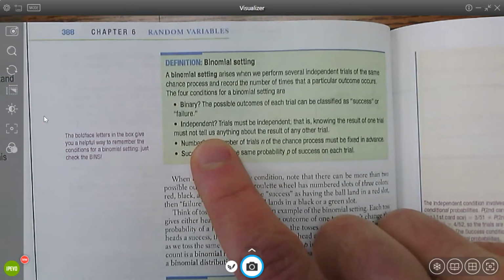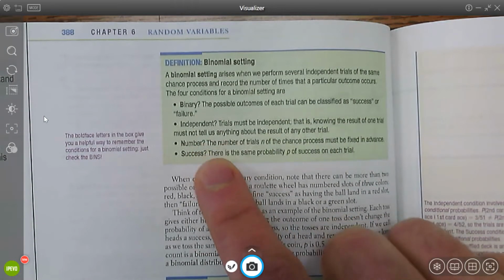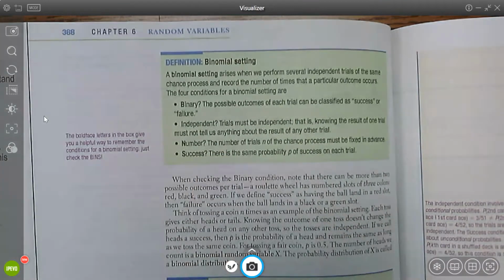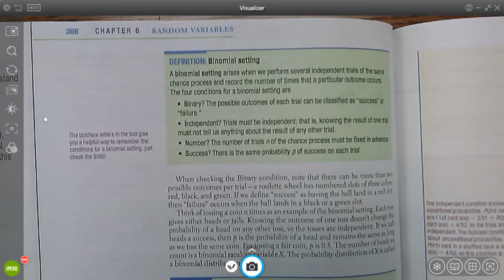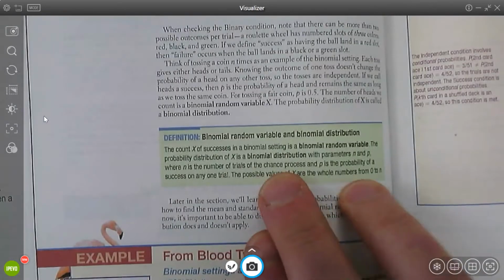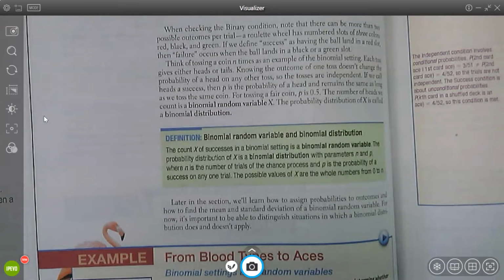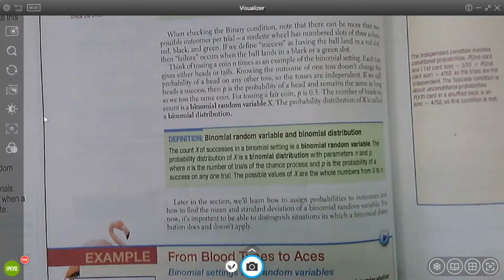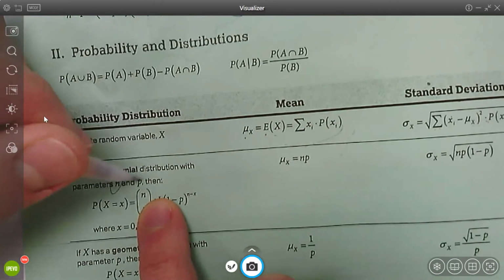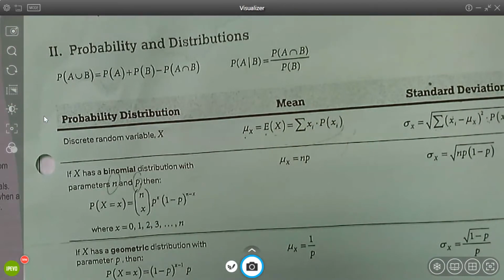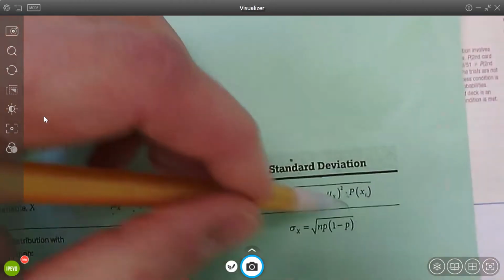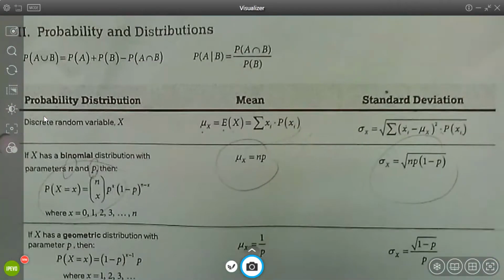All right, I is independence. Each trial has to be independent. N is number. You have to have a fixed number of trials, and S, the probability of success, has to stay the same. If all of those are met, then we have a binomial setting, which means we're going to have a binomial random variable. Binomial random variable on your formula sheet is here. It has two parameters, number of trials and probability of success. We're going to eventually get into this formula, the mean, the standard deviation. These formulas are on your formula sheet. Know that they're there for you.